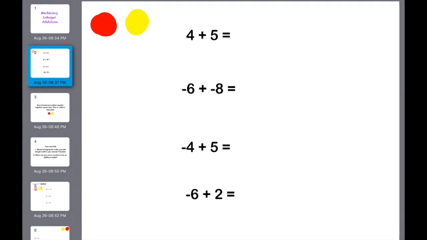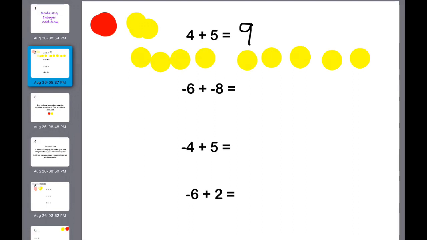When we are using counters, we use the yellow for positive numbers. So we are going to put out 4 positive counters and then 5 positive counters, all yellow counters. Then we can go back and count the total number of positive counters. Because there are 9 and they're all positive, our answer is positive 9.